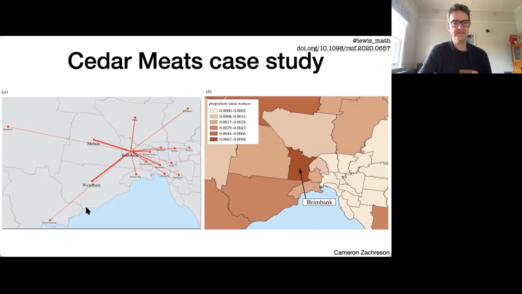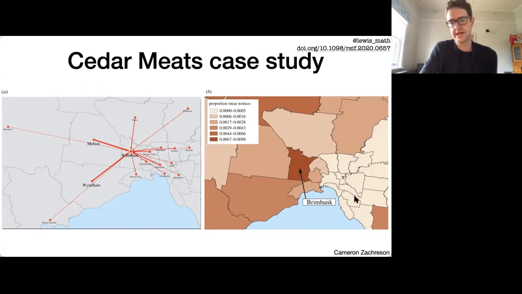So here's a couple of different things. The left picture here is people's movement into Brimbank. The Cedar Meats factory was located in the Brimbank LGA. From Facebook, we could get this idea of where people were moving into this region from, so some idea of the transition matrices. On the right, we've got data from the ABS, the proportion of meat workers who live in each LGA. In the eastern suburbs, not so many meat workers, far more in the western suburbs and close to the meat factory. So we had the Facebook data, which could tell us where people were likely to move. We had some idea of the proportion of meat workers in each of these LGAs, and we combined these two data sets.